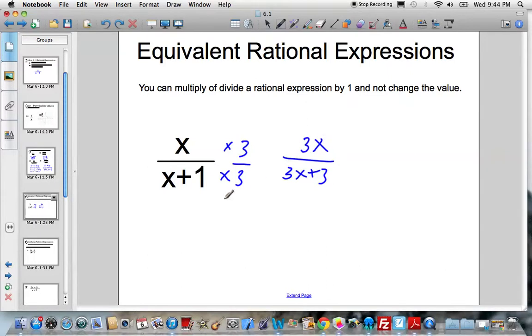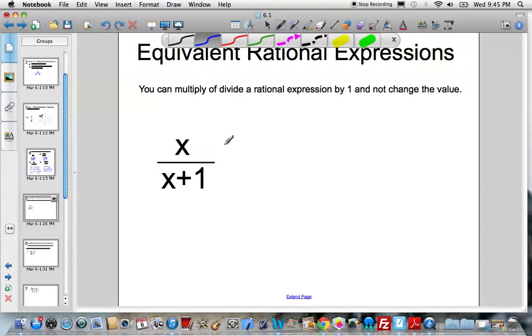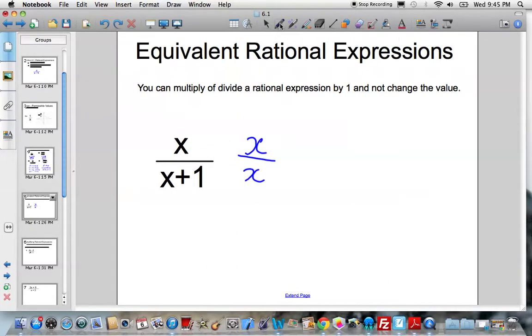The same is true if I multiply it by something a little more complicated, like x. If I multiply by x over x, so just 1, I don't need the 2 multiplication signs, it looks silly. So if I multiply by 1, I end up with x squared over x squared plus x. This is the same as that. This is just an equivalent rational expression. They look different, but they are much the same.